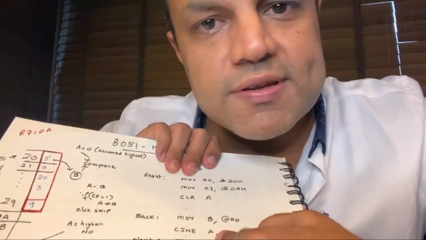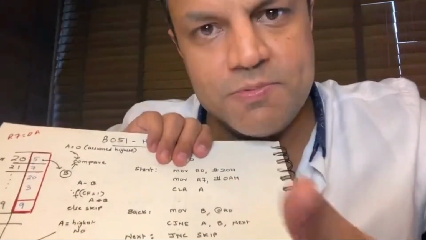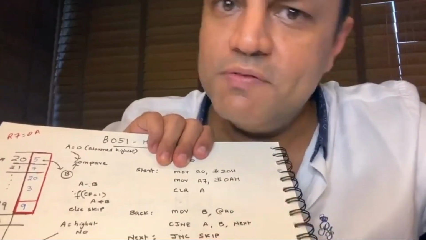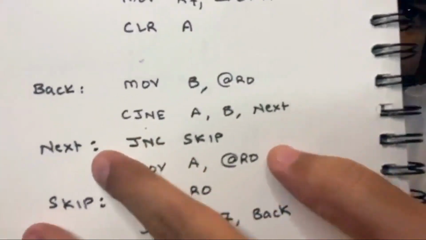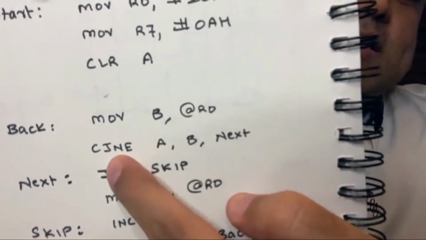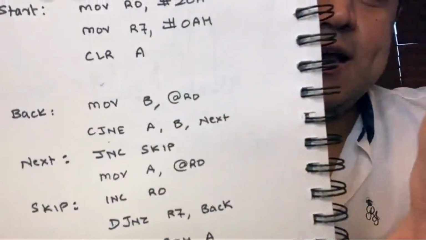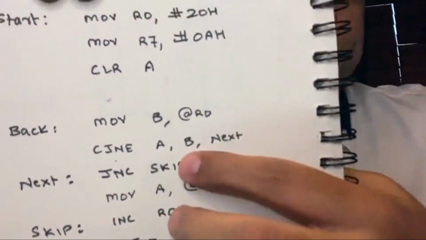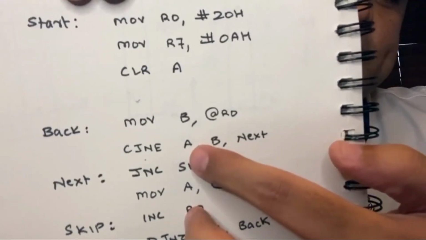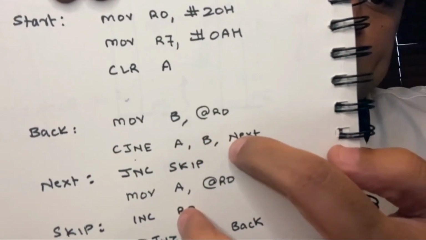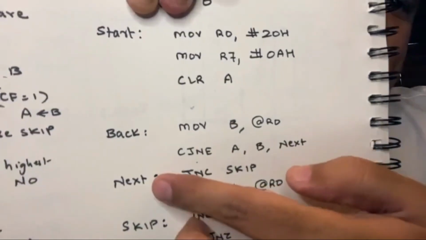If it will not store the result, how will we come to know what happened? It's a subtraction, so flags will be affected. We will check the carry flag for the borrow. Are you clear? See what I've written: CJNE A, B, next. So compare and jump if not equal. You're comparing whom and whom? A and B. If they are not equal, you will jump to location next.